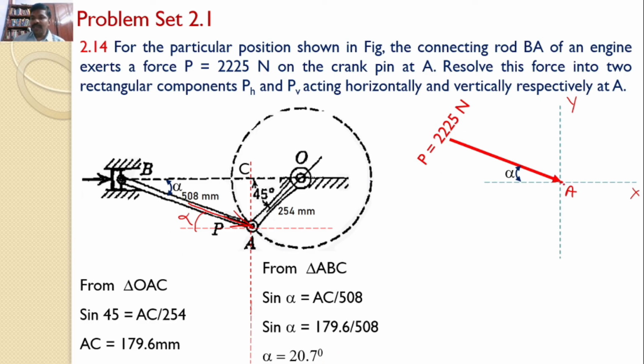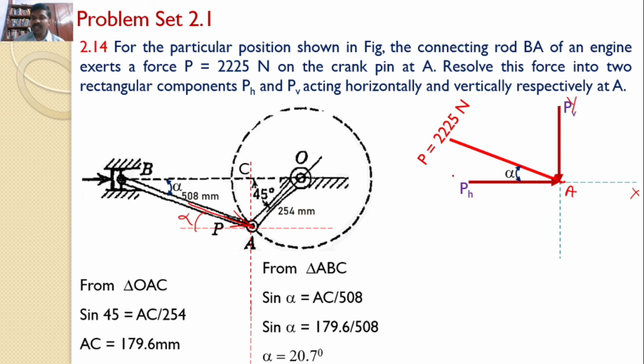And now this P force, as far as point A is concerned, is convergent. So the components of the force along x and y must be convergent. So the component of the force along the x-axis, that is PH, is along like this towards point A, and the component of the force P along the y-axis, that is PV, is downward, towards point A. These are the directions of these two forces PH and PV.